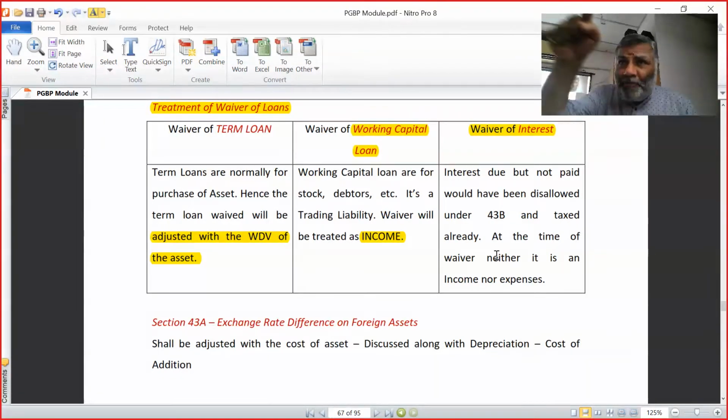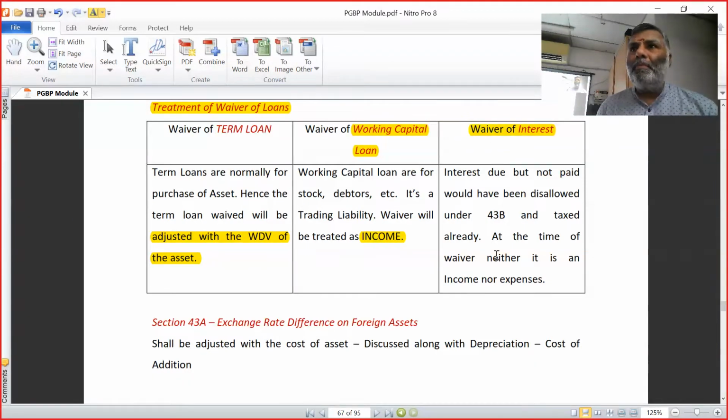As per books of accounts, it is income, because as per books of account, you have claimed the interest. So as per books of accounts, it is an income. So the bank waived the interest and it has been treated as income. No problem. You should take it out.